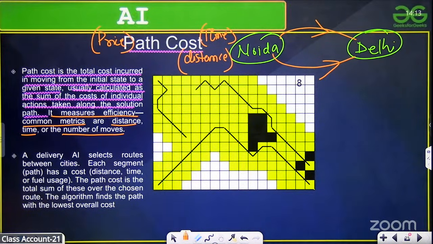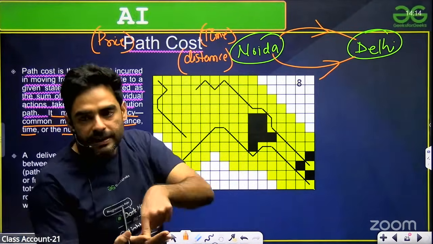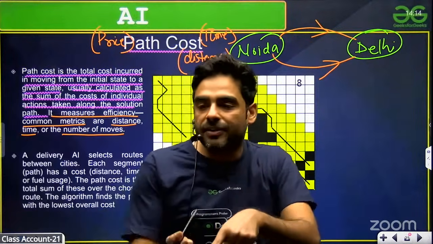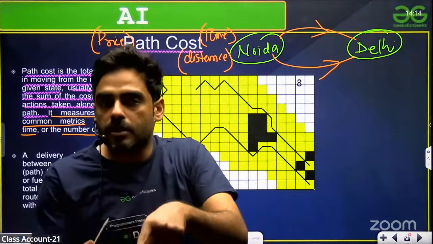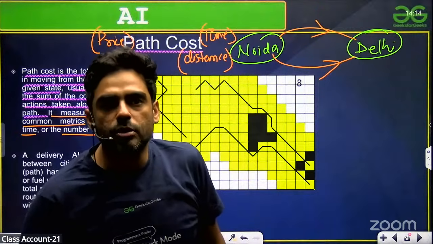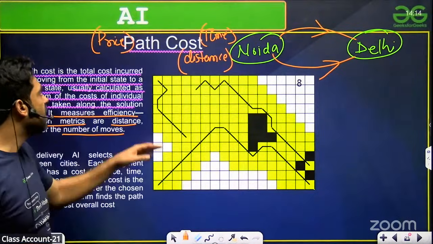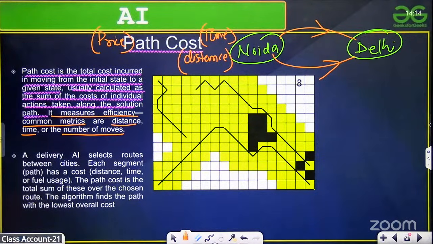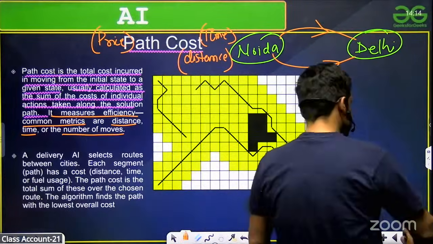Okay, so path cost is very simple. It is the total cost incurred in moving from initial state to a given state. So it can be in terms of time, distance, traffic density, price, so anything. Anything could be the path cost. Very simple, nothing you have to write.